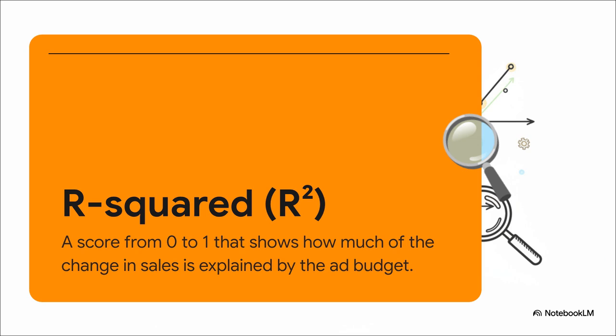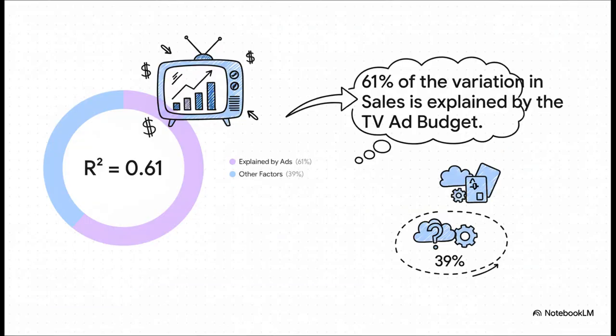Think of it as a score from 0 to 1 that tells us how much of the story of our sales numbers is being explained by our ad budget. A 1 would be a perfect explanation. A 0 would mean it explains absolutely nothing. For our model, the R-squared value comes out to 0.61. So what does that mean? It means that 61% of the reasons sales go up and down in our data can be explained by how much we spent on TV ads. The other 39%? Well, that's explained by other stuff. Things our model doesn't know about, like what our competitors are doing, if we're running a sale, or just plain old random luck.